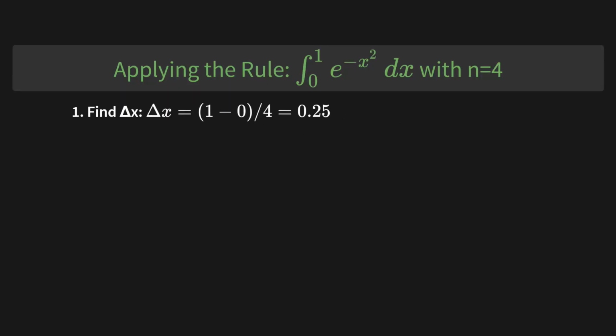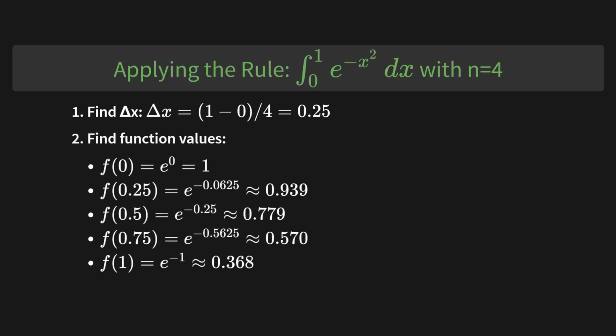First, we find delta x. That's the total width, 1 minus 0, divided by the number of trapezoids, 4. So delta x is 0.25. Second, we find the function values at each point. f of 0 is e to the 0, which is 1. f of 0.25 is about 0.939. f of 0.5 is about 0.779. f of 0.75 is about 0.570. And finally, f of 1 is e to the negative 1.